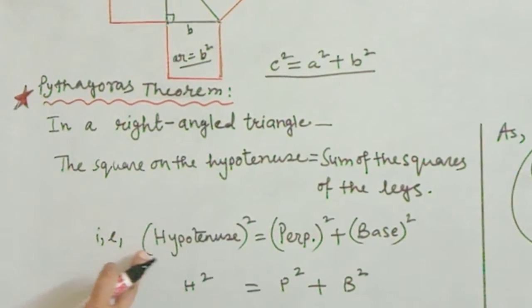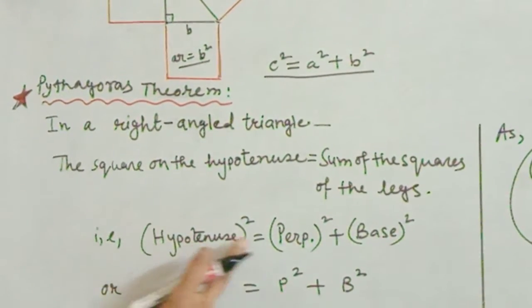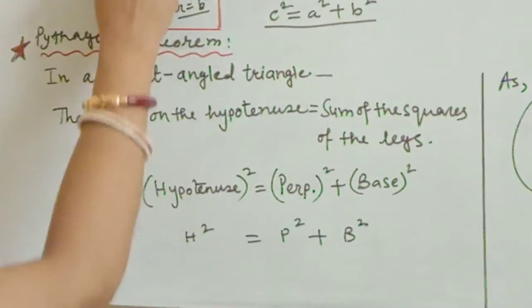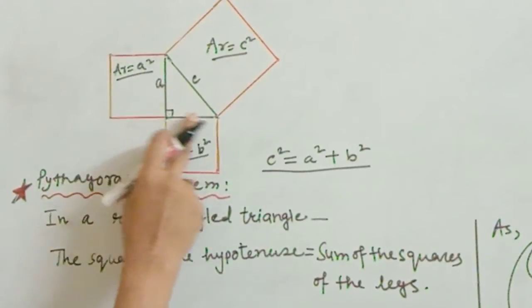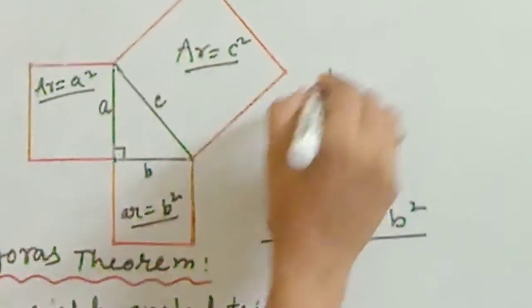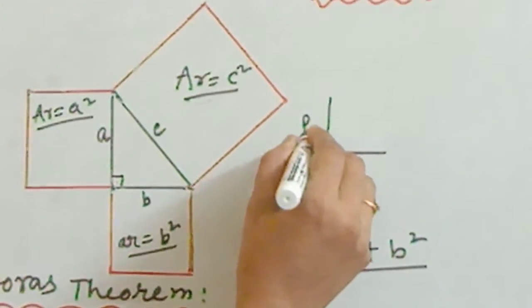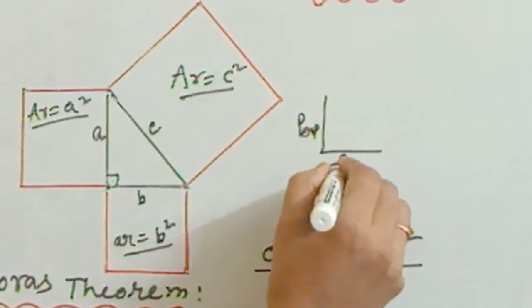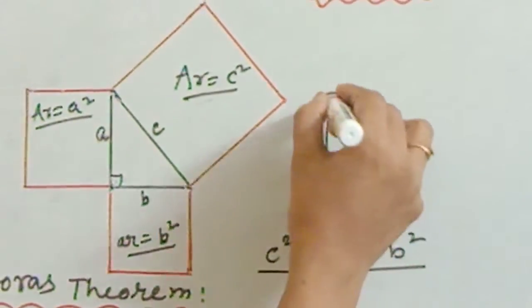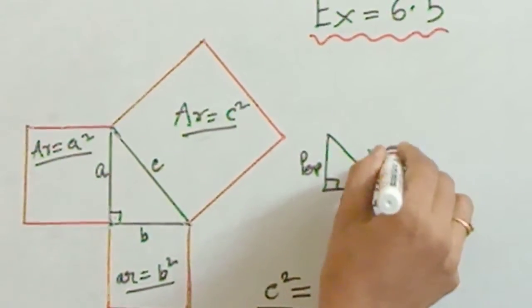In short, you can write that hypotenuse square is equal to perpendicular square plus base square. In a right triangle, if we give the names, this one is the perpendicular, this one will be the base, and this one will be the hypotenuse.